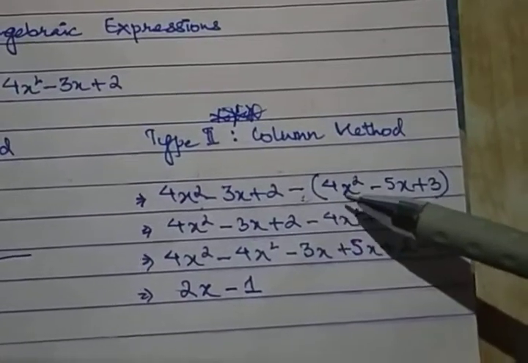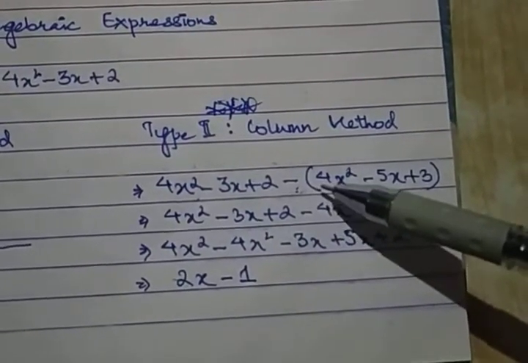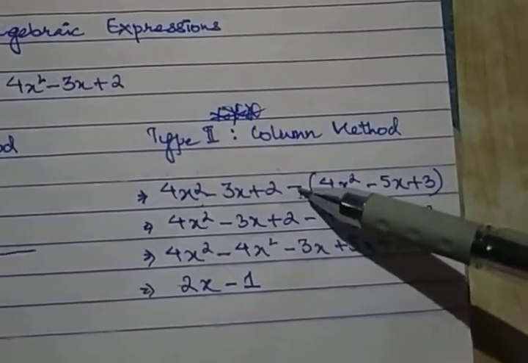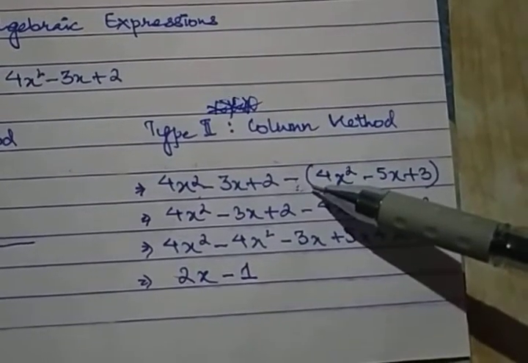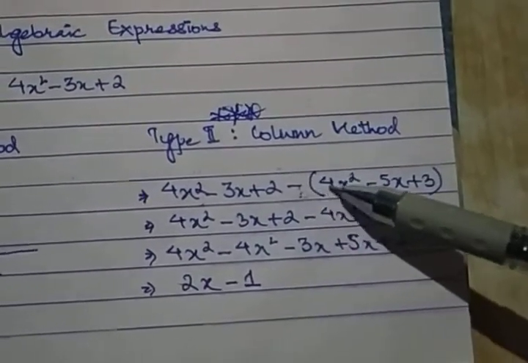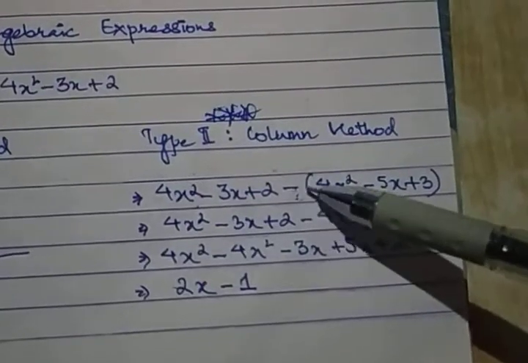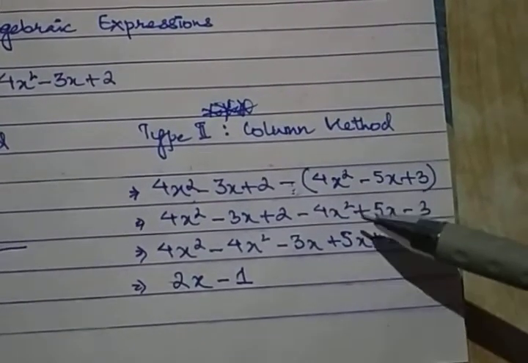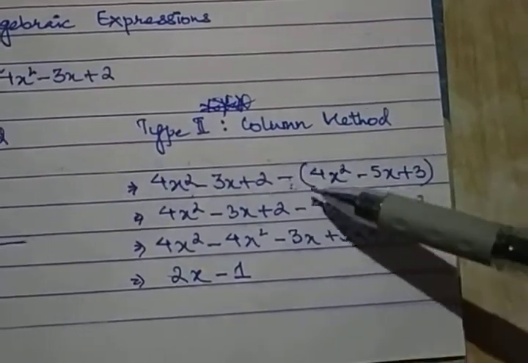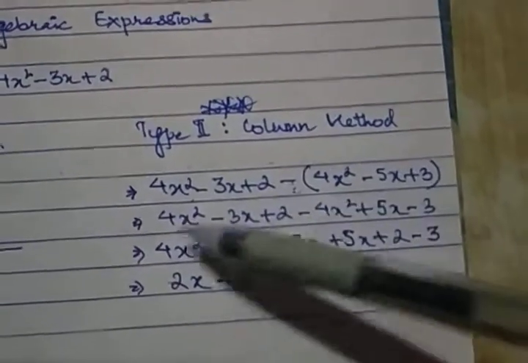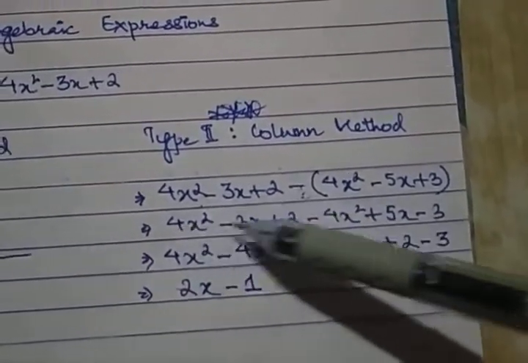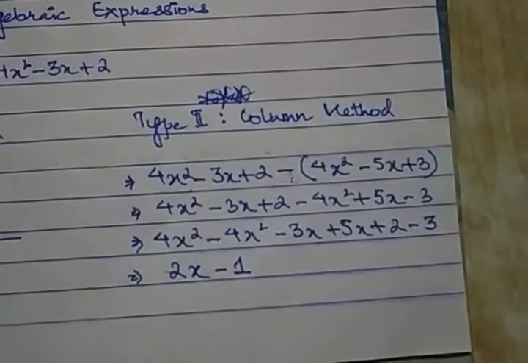So what happened here? 4x square, inside the bracket it was a positive sign, isn't it? So minus into, we know that the bracket means multiplication, so minus into plus, it's minus. Minus into minus, it's plus. Minus into plus, it's minus. So as soon as I open up the term, all the term signs changed, isn't it?